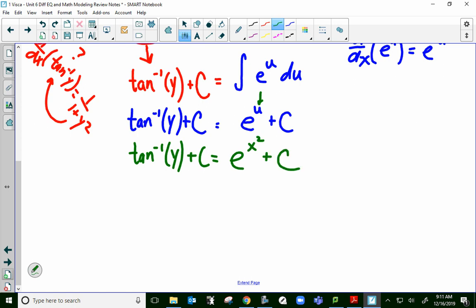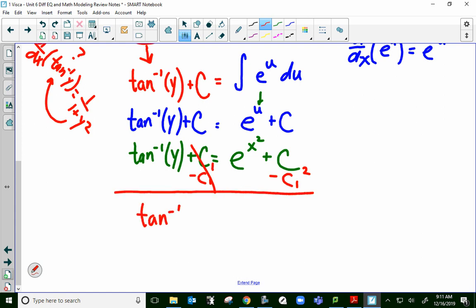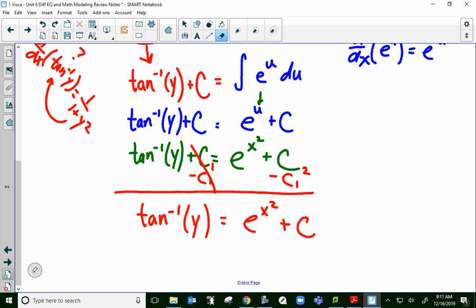Okay? Now, all right, I want to get my y alone, which means I'm going to get rid of this constant. Remember, this is like a constant 1 and constant 2. They are not the same numbers. So when I subtract this, boom, I got tan negative 1 of y equals e to the x squared plus some constant c. You can call that c3 if you want. You know, I don't. It's just a constant at this point.